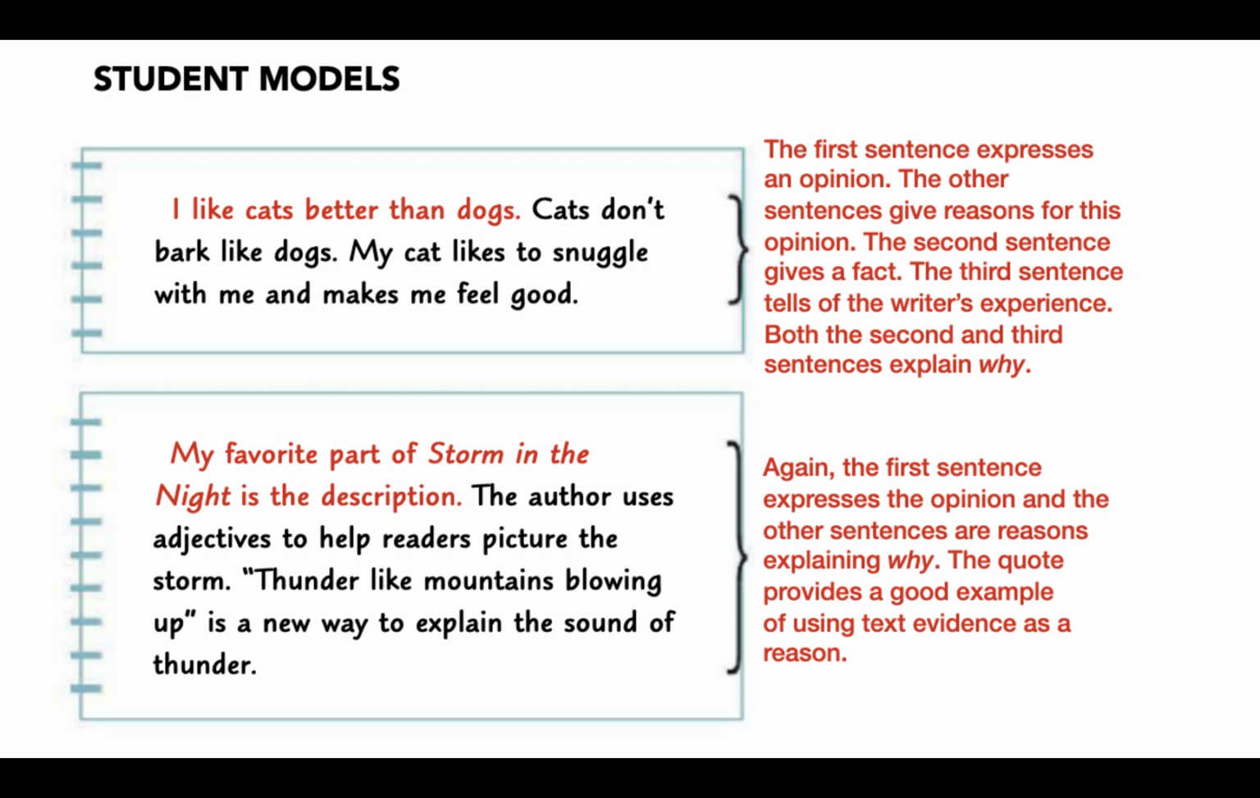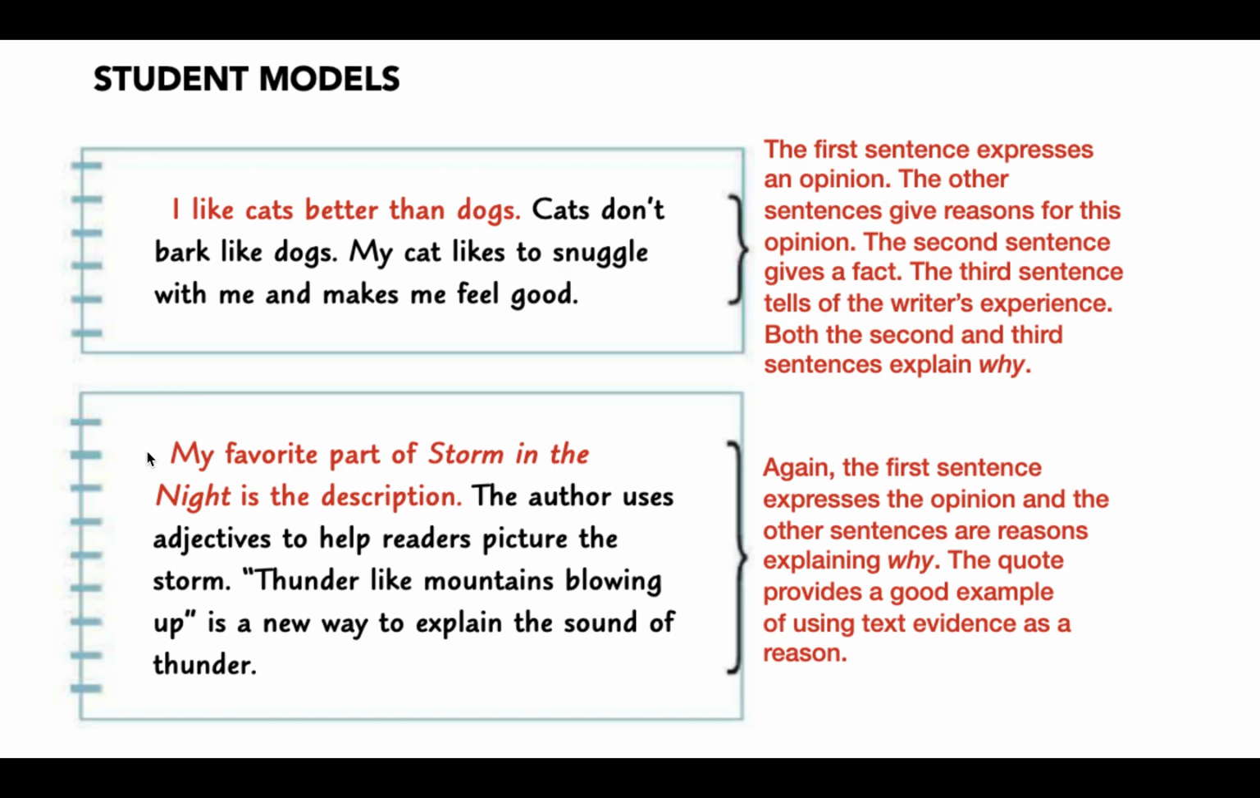So if we look at some student models, the first one says, I like cats better than dogs. Cats don't bark like dogs. My cat likes to snuggle with me and makes me feel good. The first sentence expresses an opinion. The other sentences give reasons for this opinion. The second sentence gives a fact. The third sentence tells of the writer's experience. Both the second and third sentences explain why.